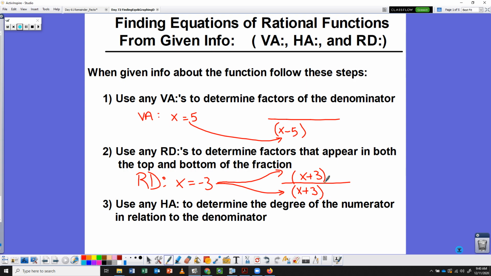And last but not least, if you have a horizontal asymptote that's y equals any other number other than 0, that means the top and the bottom had the same highest power of x, and the number that y is equal to would be the ratio of the leading coefficients between the numerator and the denominator.